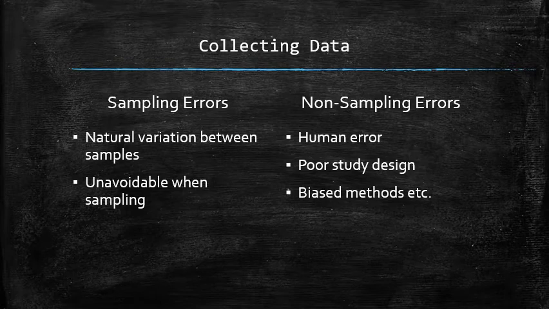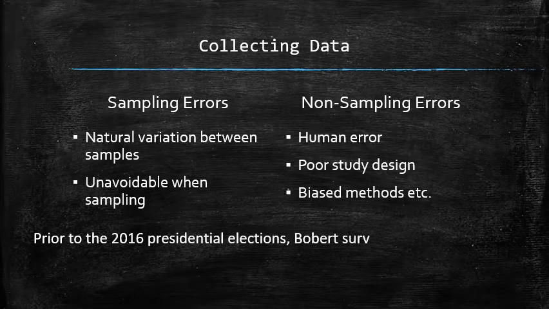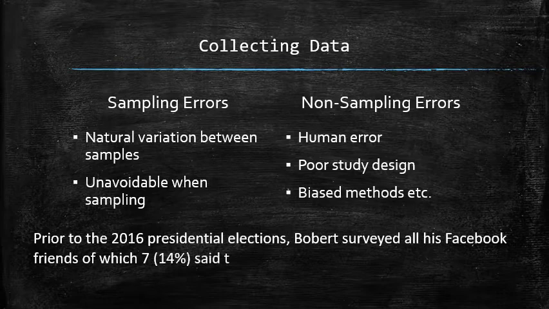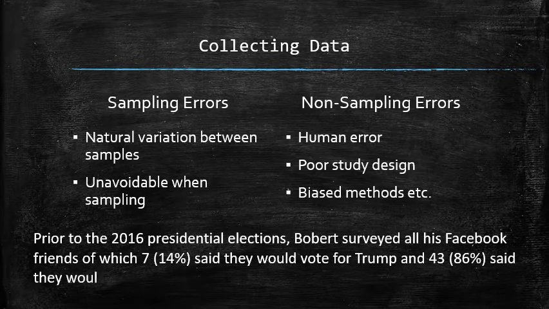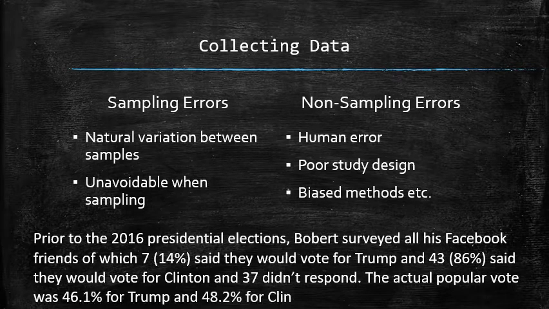Let's classify the error in the following example. Prior to the 2016 presidential elections, Bobbert surveyed all his Facebook friends, of which 7 said they would vote for Trump, and 43 said they would vote for Clinton, and 37 didn't respond. The actual popular vote was 46.1% for Trump and 48.2% for Clinton. Do you think this was a sampling error or non-sampling error?